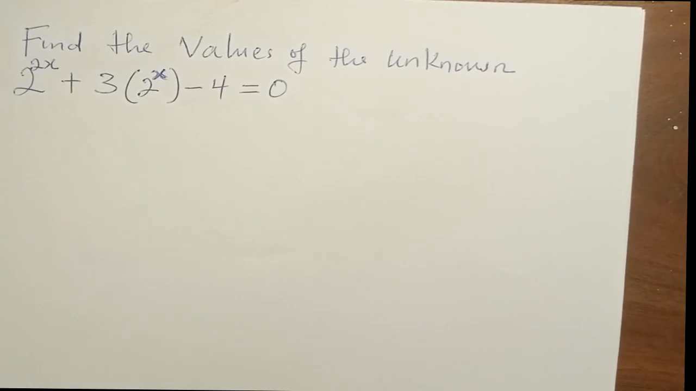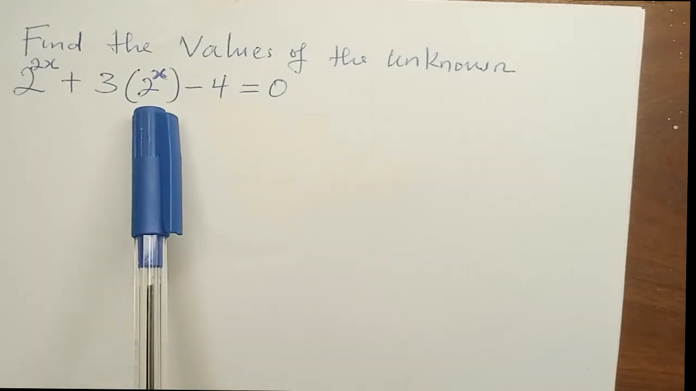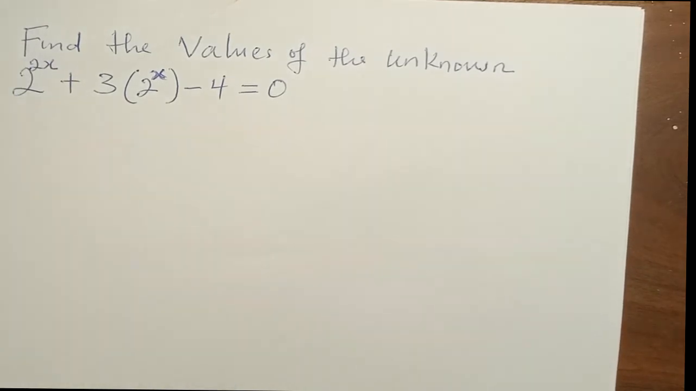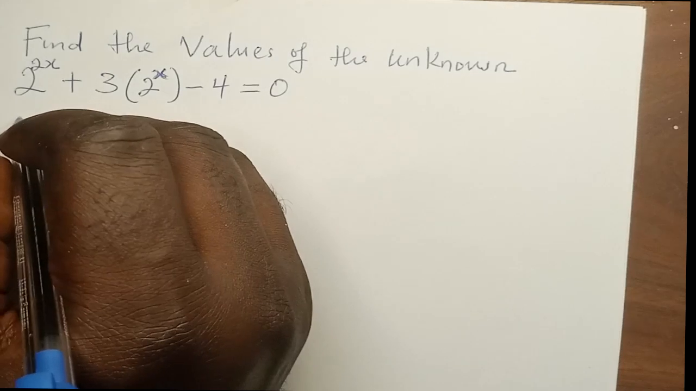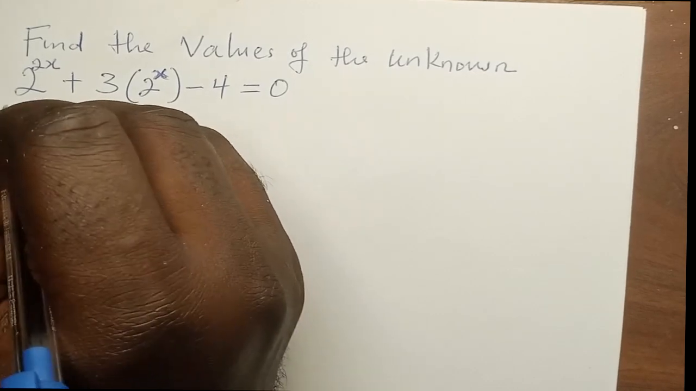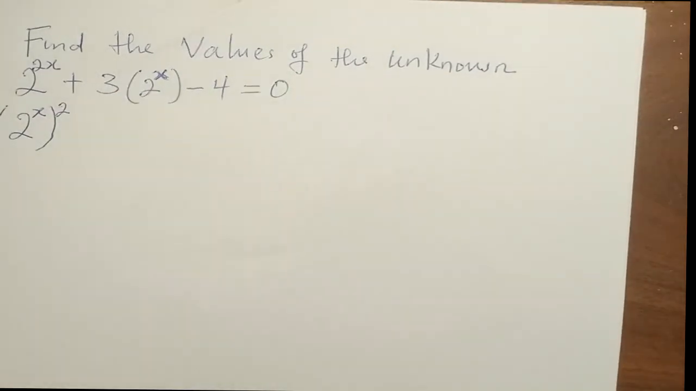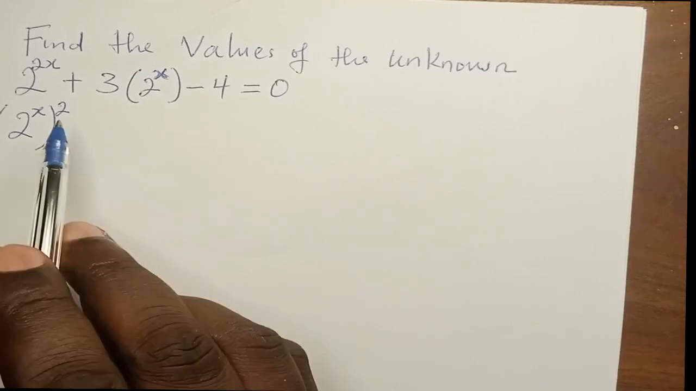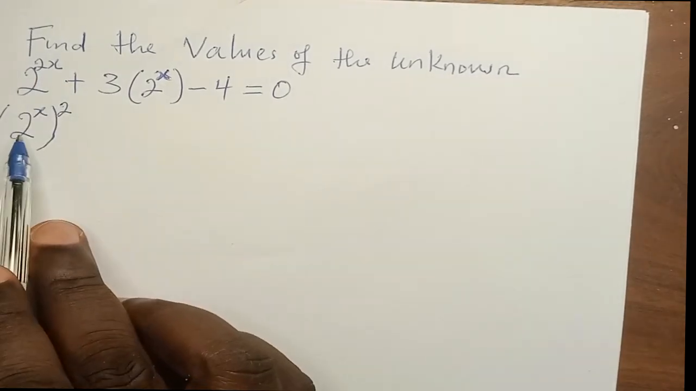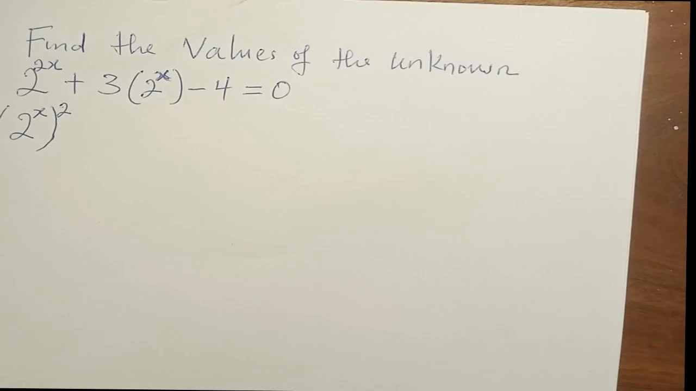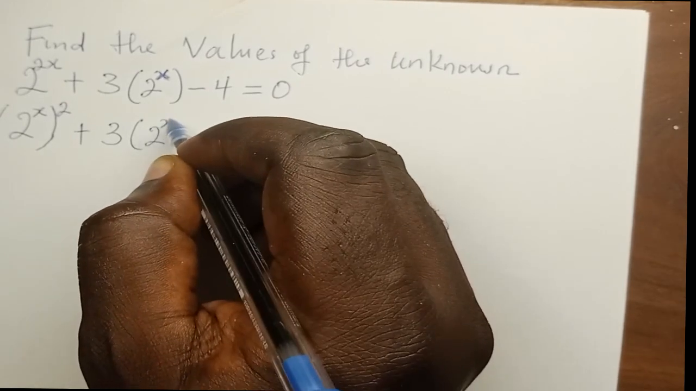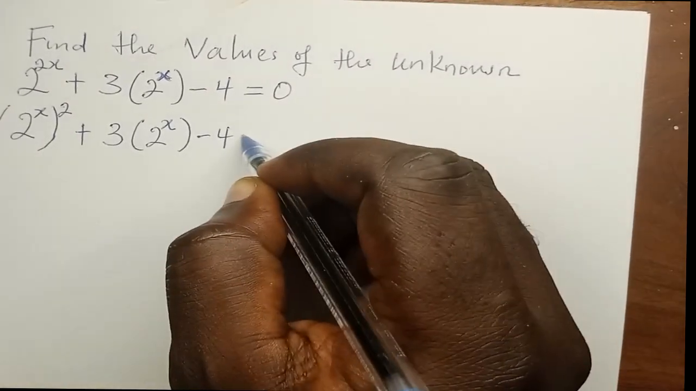So we need to put this in a simple term so that this side, which is the simpler side, looks similar to this particular one. To do so, we can write 2 to the power x, squared, which is the same as 2 to the power 2x, because if we multiply 2 by x, we still have 2x, so that this 2x looks similar to this 2x, which you can see here. So we are going to have plus 3 in bracket 2 to the power x, minus 4, equals 0.